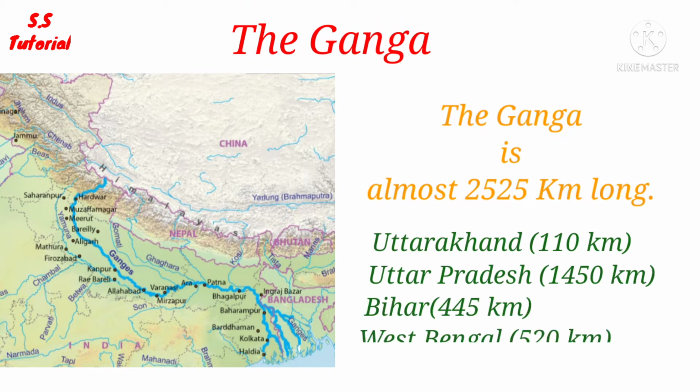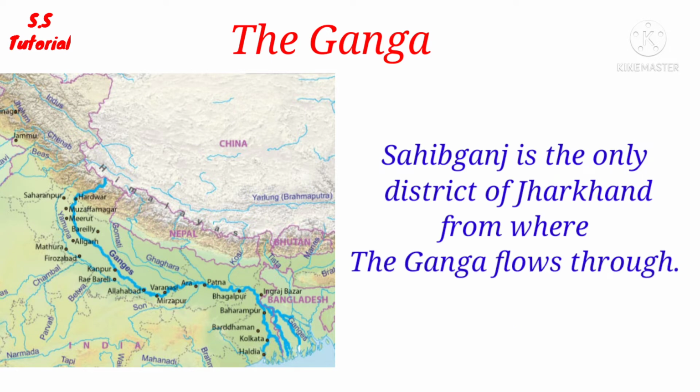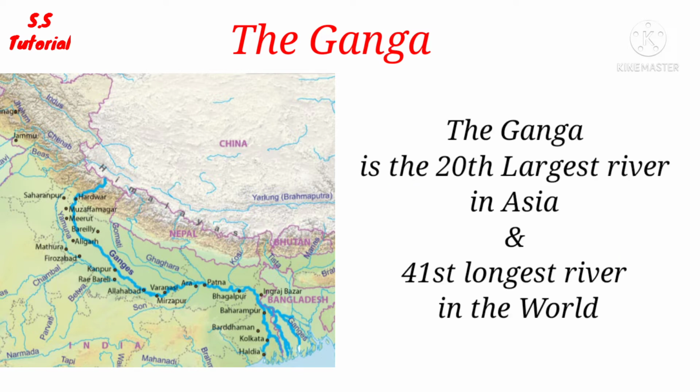It is shared 110 km by Uttarakhand, 1450 km by Uttar Pradesh, 445 km by Bihar, and 520 km by West Bengal. And very little is shared by Jharkhand. Sahibganj is the only district of Jharkhand from where the river Ganga flows. The Ganga is the 20th largest river in Asia and the 41st longest river in the world.